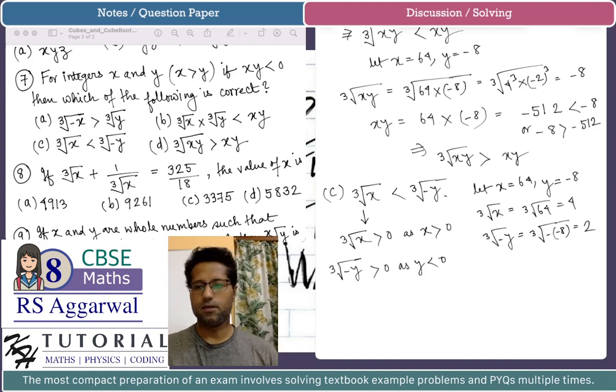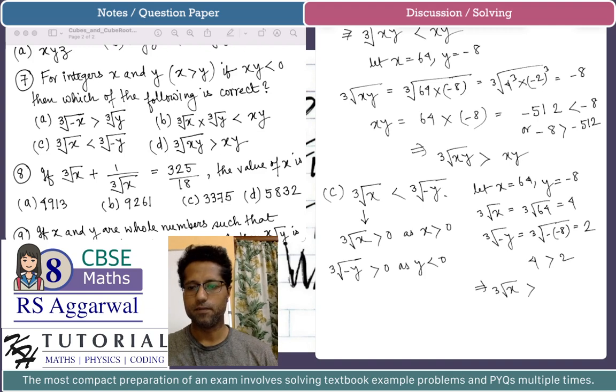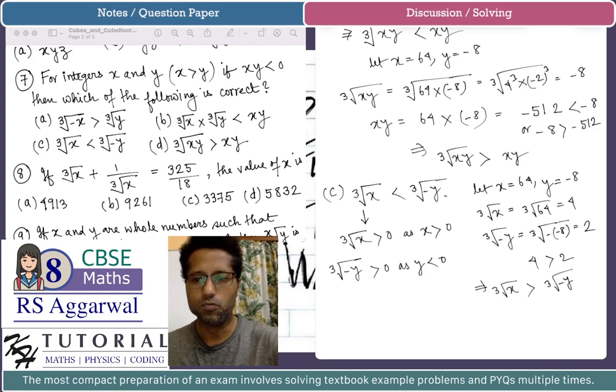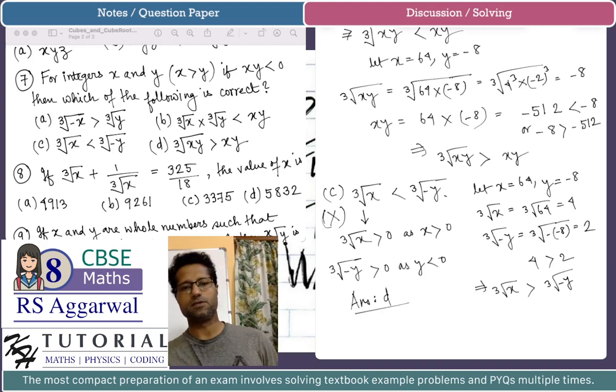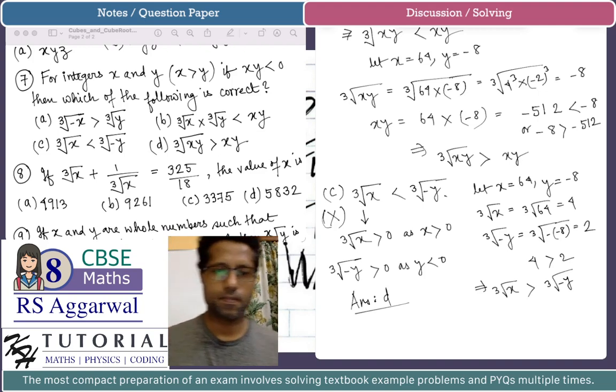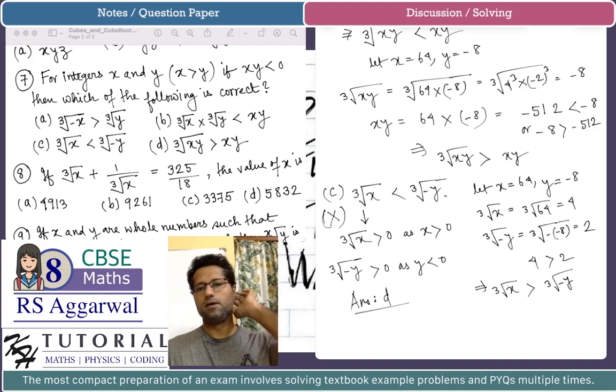And we can clearly see that 4 is greater than 2. This implies that cube root of x, which was coming out to be 4, is greater than cube root of minus y, which was coming to be 2. So there are cases where cube root of x will be greater than cube root of minus y. So choice C is also an incorrect choice, and the only choice left is D. So choice D has to be the correct choice, which is cube root of xy is greater than xy.